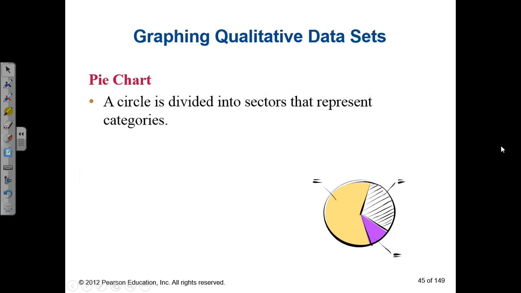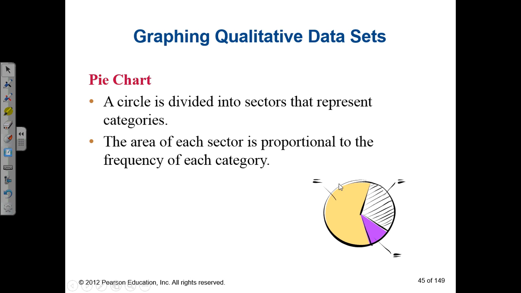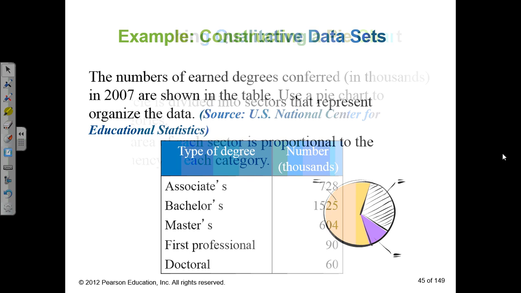A pie chart. Pie charts are very common, and most of you have seen them all the way back since elementary school. It's a circle that's divided into sectors that represent each category. A pie chart, and in a few minutes I'll be talking about a bar chart, are the two common graphing techniques for qualitative data sets. Each area of the sector is proportional to the frequency. This would be less frequency than that, and this has the most frequency.